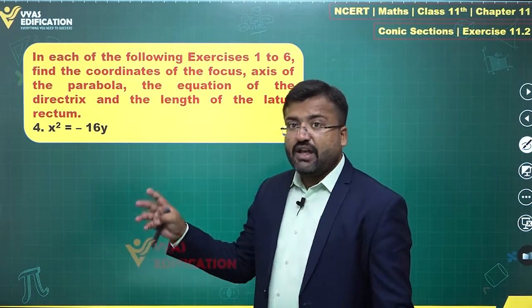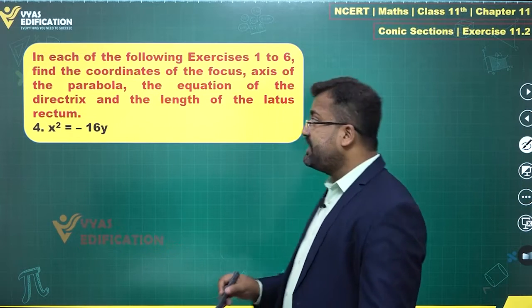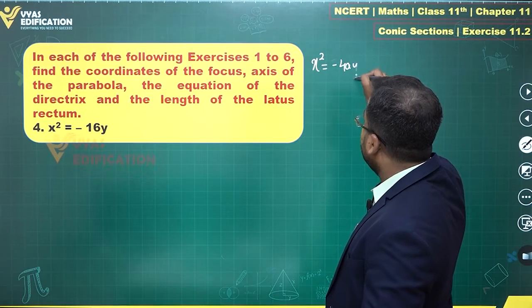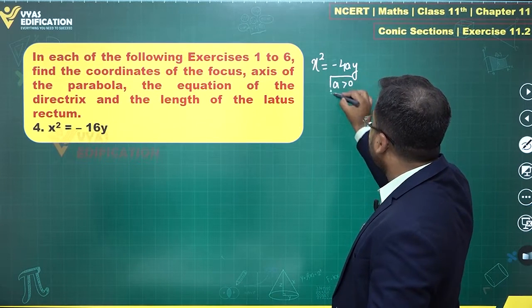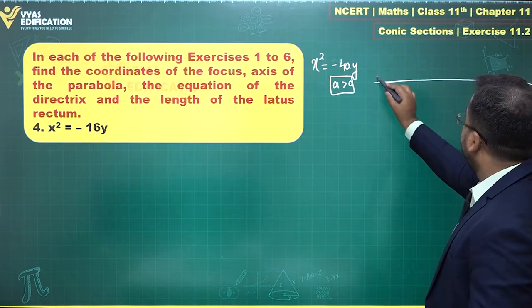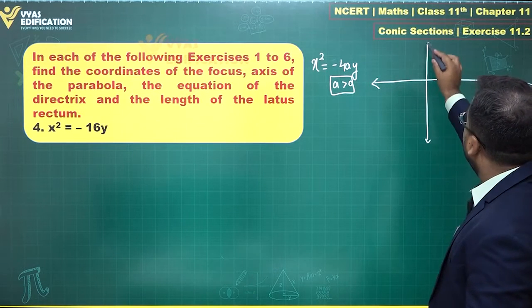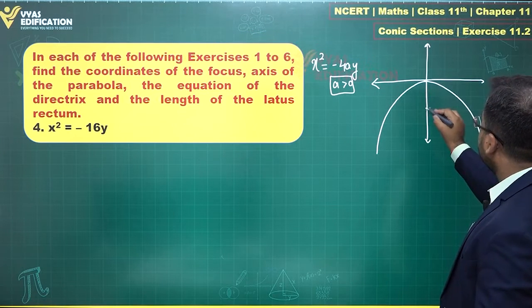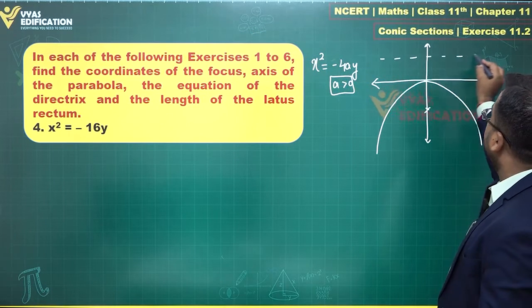Since it is x square and a negative over there, this is similar to x square is equal to minus 4ay, where a is greater than 0. Okay, so this kind of a parabola will open downwards in this way, right? And the focus will lie over here, the directrix will lie over here.